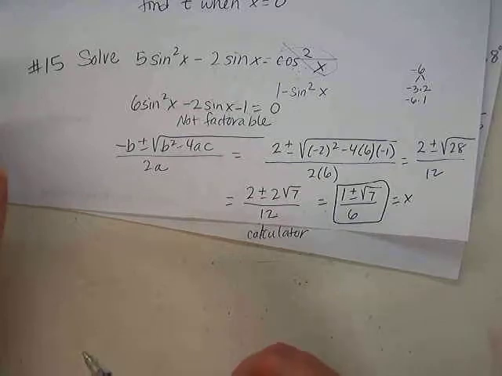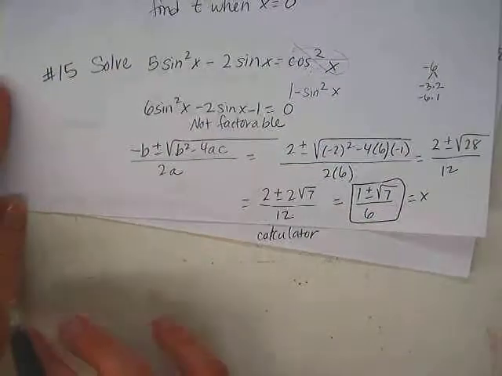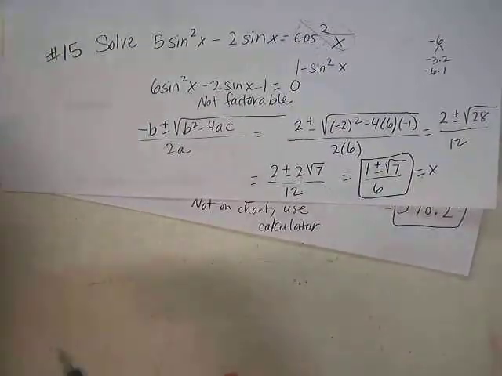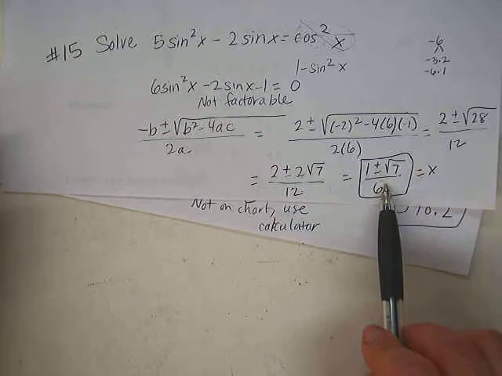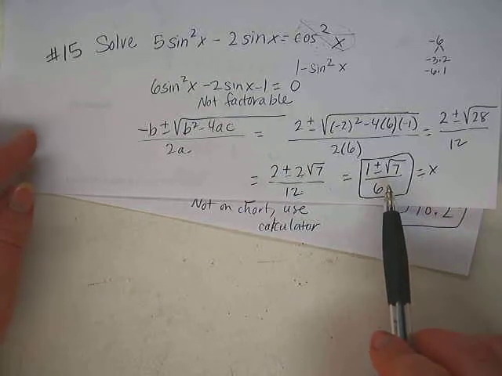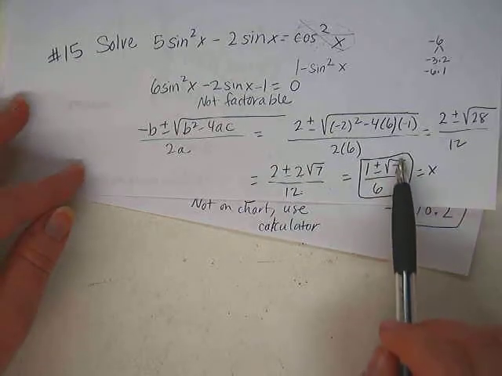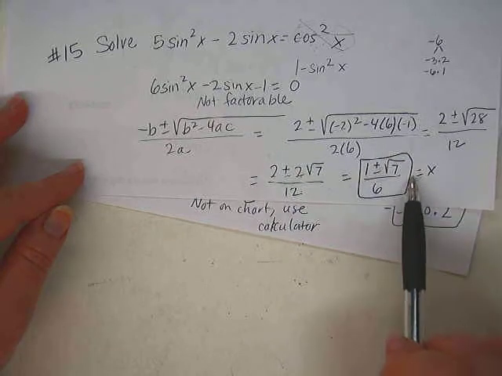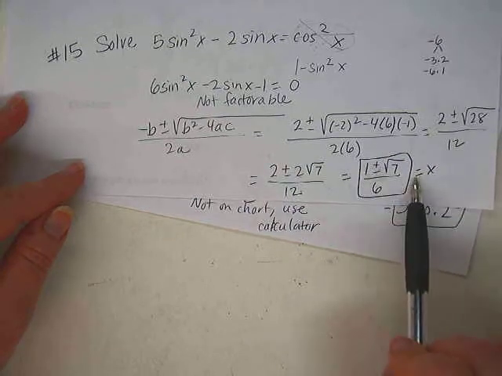So it's still a problem that's quadratic in form. We just had to do an extra little step with an identity to get it into that quadratic form first before we did the quadratic formula, right? Same sort of idea. Only this time it was two different answers.